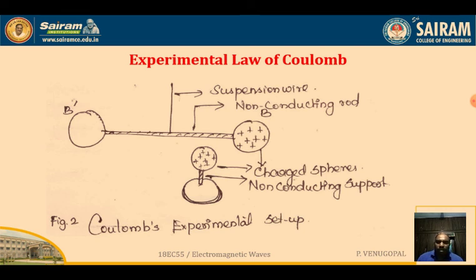So this is Coulomb's experimental setup, and from this experiment Coulomb gave the statement that the force of attraction or repulsion between point charges is proportional to the product of the magnitudes of the two charges and inversely proportional to the square of the distance between them.